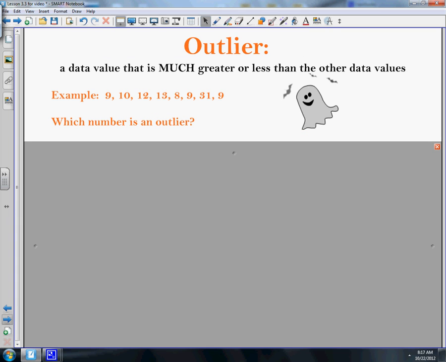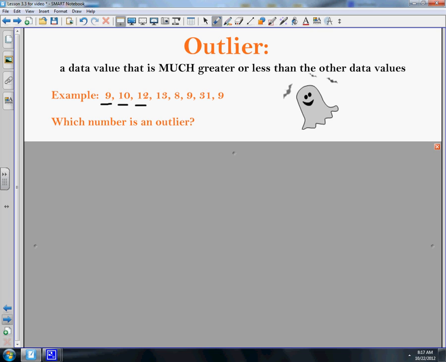Okay, so an outlier, this one might be new for you, but an outlier is a number that kind of is out there. It's out of the set of data. So a data value that is much greater or less than the other data values. So here's an example.